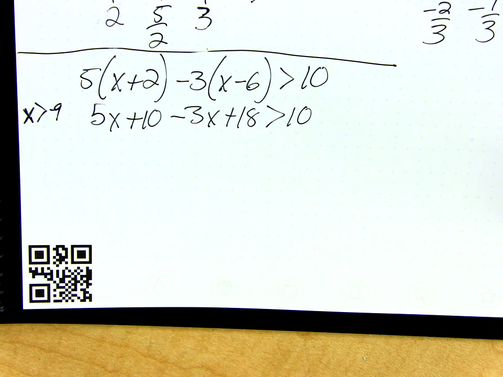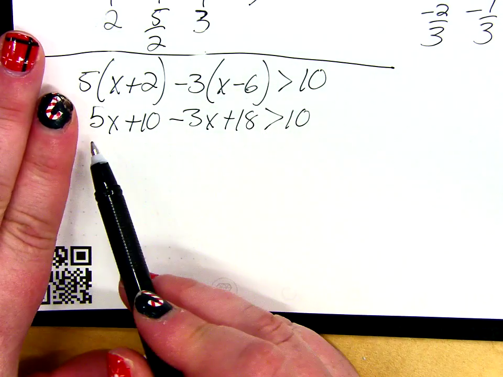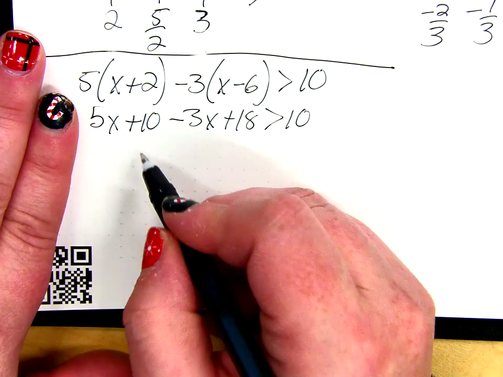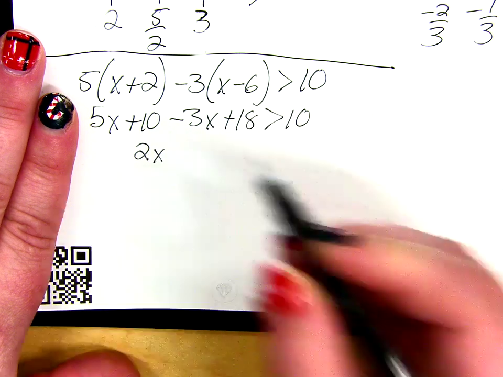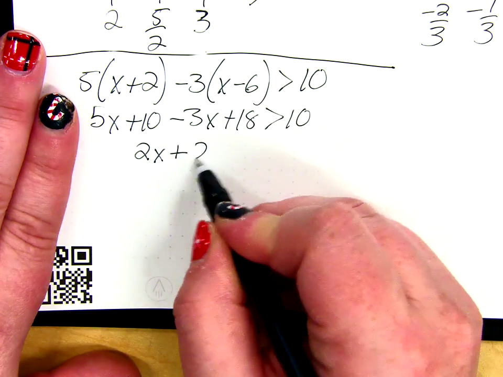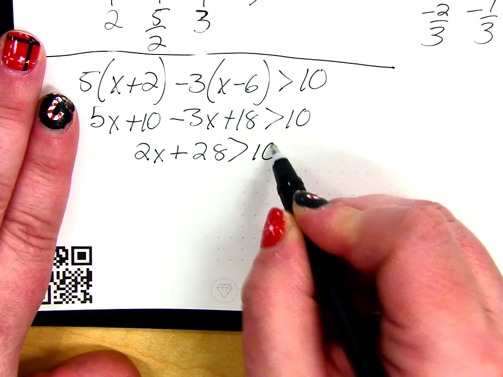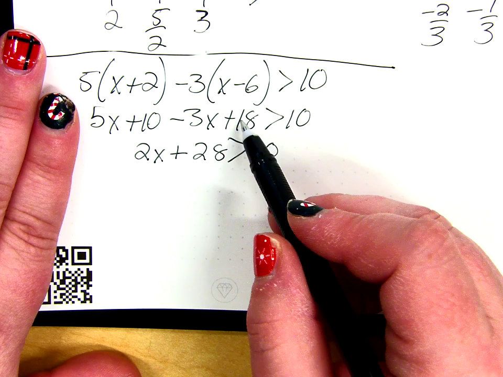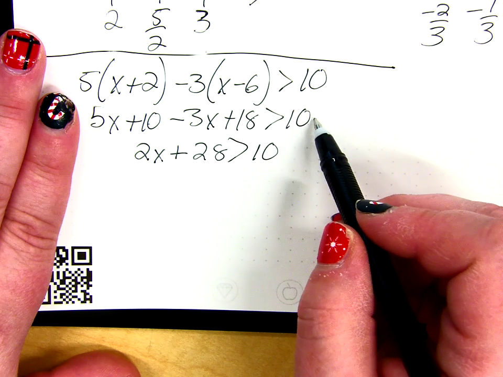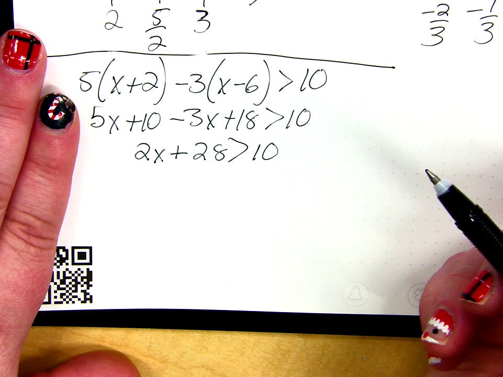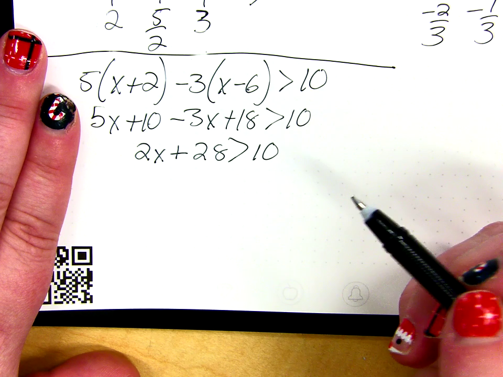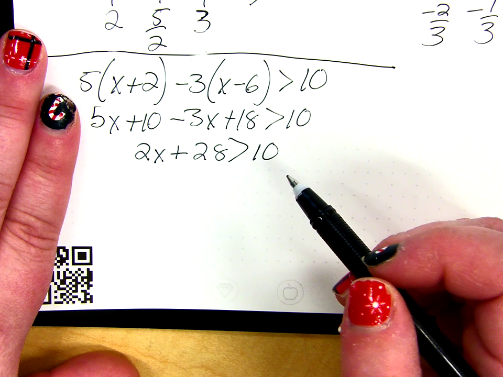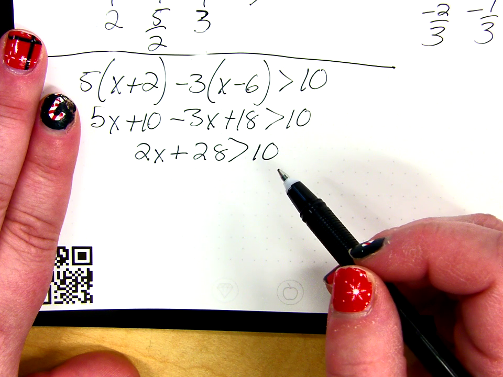Now, if you look at the left-hand side, I have some like terms over here. So let's put them together. 5x minus 3x leaves me with 2x, right? And then 10 and 18 get me a positive 28. What? Oh, no. I subtracted the 3 and the 5, because I thought you wanted to get the x by itself.